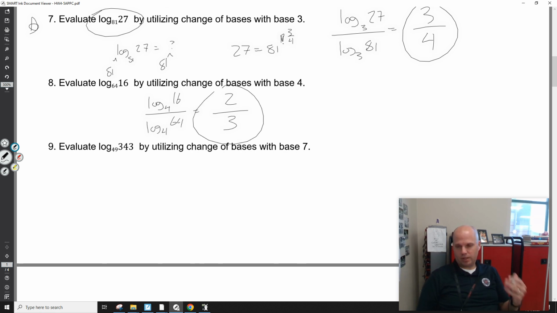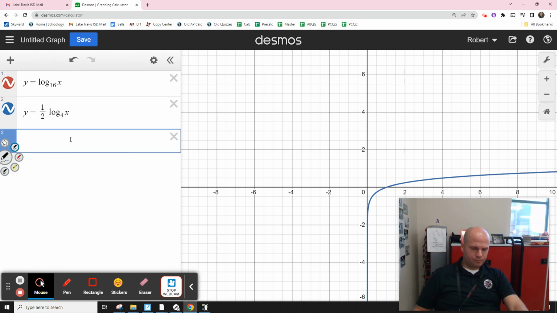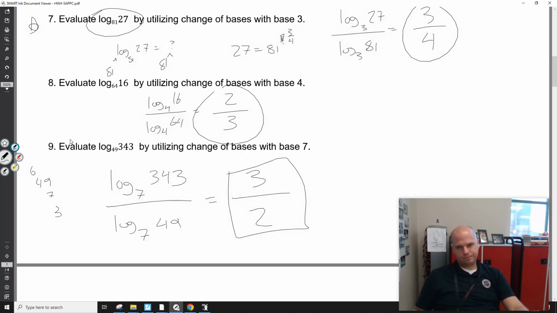Changing bases might help us when stuff is tough. Log base 49 of 343. It's like, I don't know. But I know 343 is actually 7 to a power. I know 49 is 7 to a power. That's 2. But 343 is, is it 49 times 7? Yep. So it's 3. 7 cubed. Cool. All right.